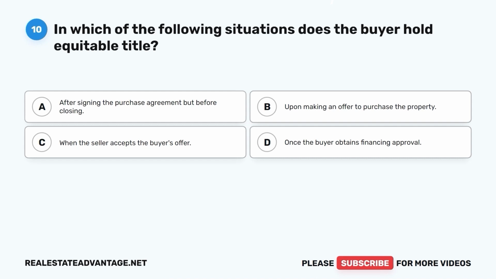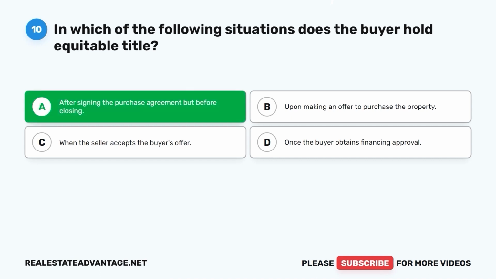Question 10. In which of the following situations does the buyer hold equitable title? A. After signing the purchase agreement but before closing. B. Upon making an offer to purchase the property. C. When the seller accepts the buyer's offer. D. Once the buyer obtains financing approval. The correct answer is A.